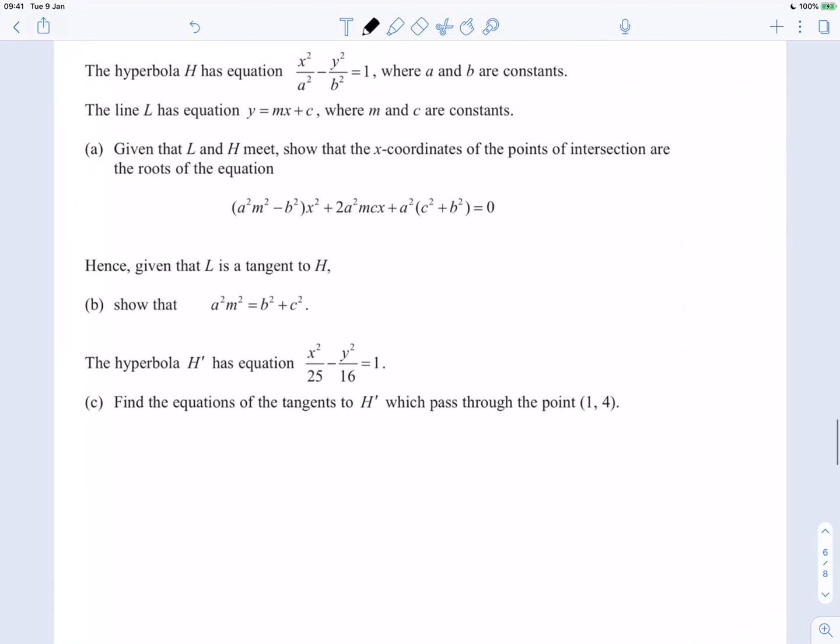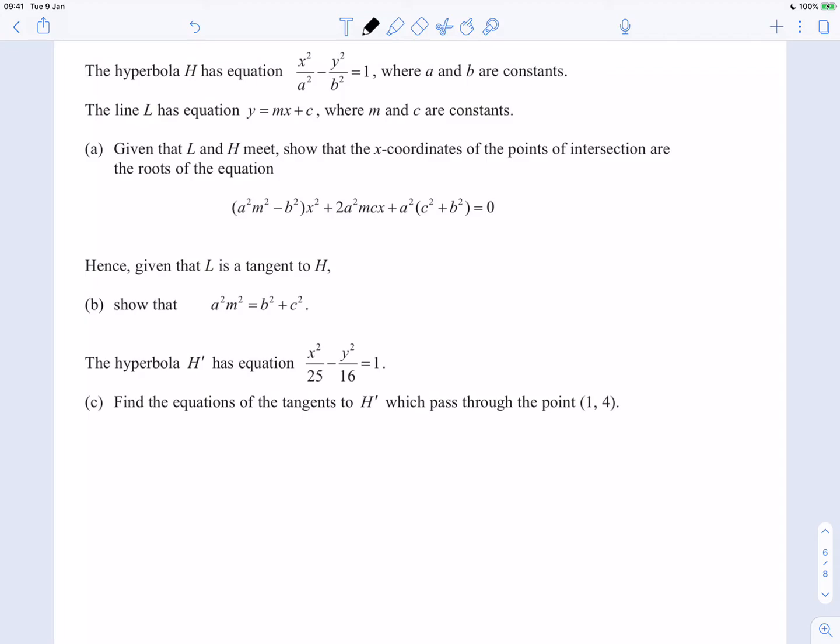Okay, let's try something harder, hopefully. Pause the video if you want to give yourself a little go. This looks more difficult, but let's try it. Okay. The hyperbola h has equation this, where a and b are constants. The line L has equation y equals mx plus c.